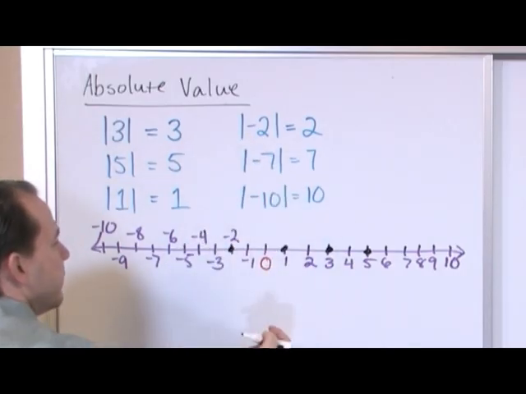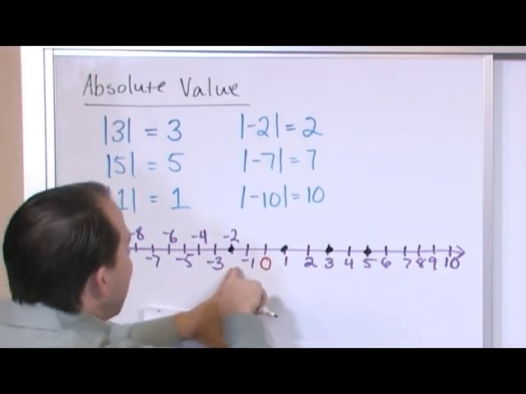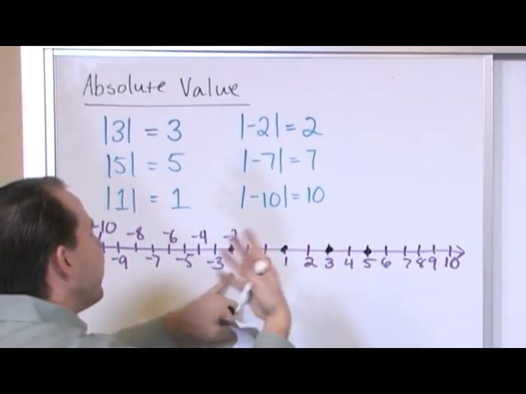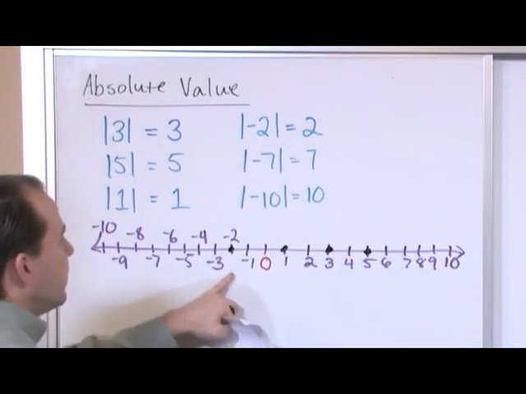Yes, it is a negative number, and yes, it's on this side of 0, but absolute value is basically trying to get you to look and see, well, what is the actual distance, the total distance from here to 0? No matter if it's positive or negative, how far away is it? So this is 2 units away. That's why we have a positive number here.